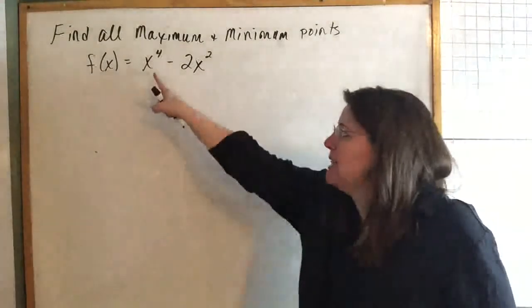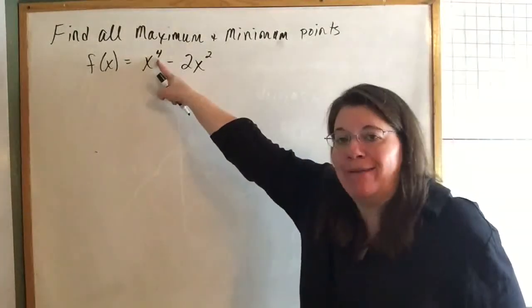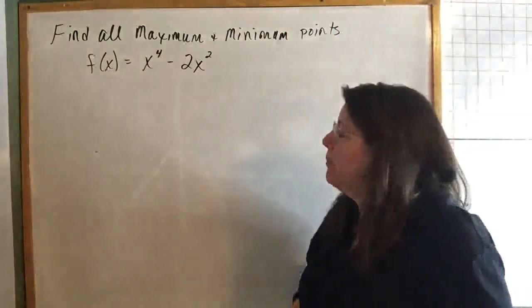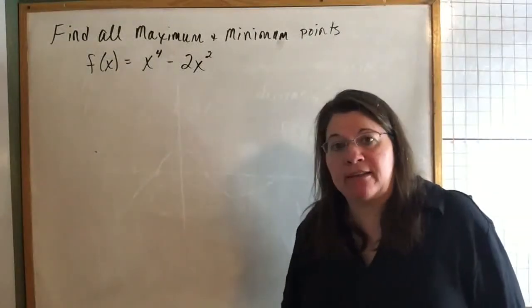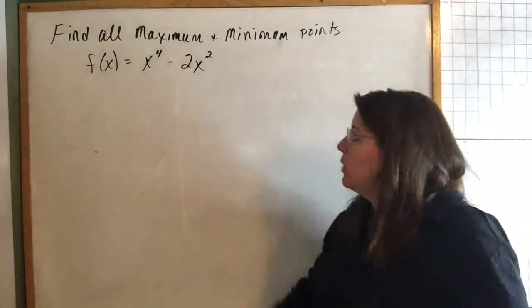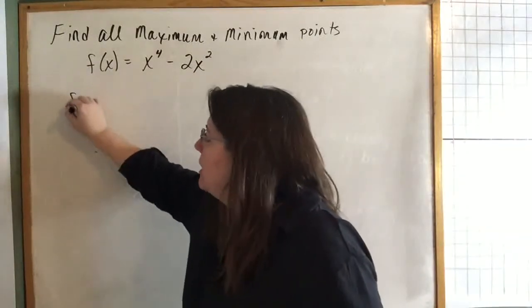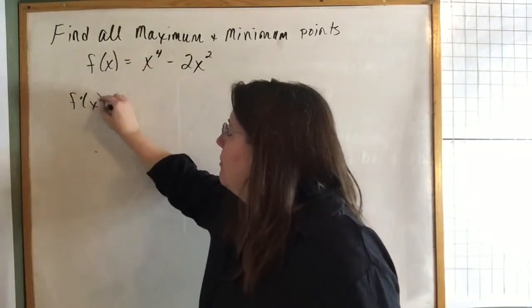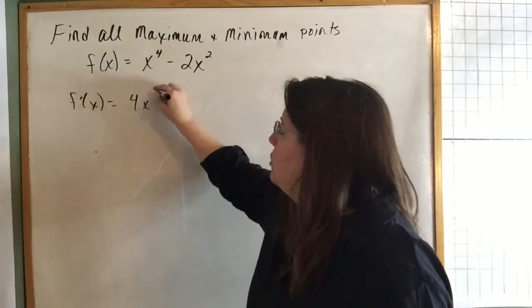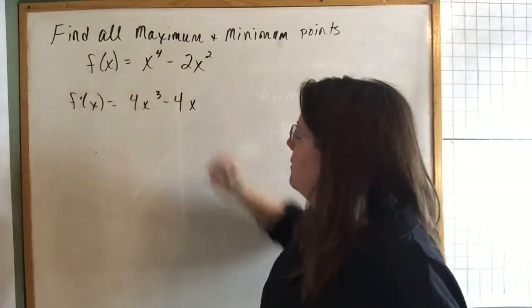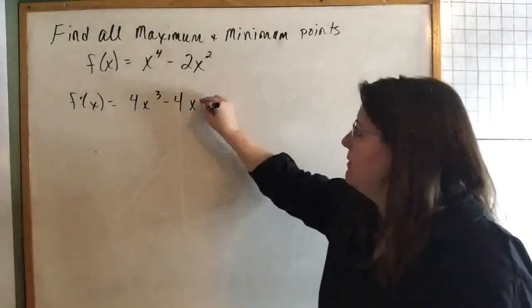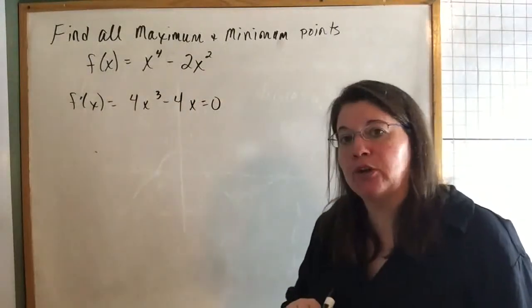So this one's going to be very straightforward. I know by looking at this that it's an x to the fourth. It's going to have 3 curves, so possibly more than one maximum and minimum just based on what it's showing me there. So the first thing I'm going to do is find the derivative. F prime of x is equal to 4x cubed minus 4x. I'm going to then set that derivative equal to 0 to find my critical values.